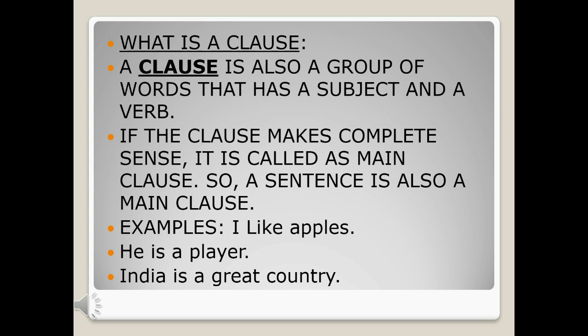In the second example, he is a player, he is the subject and is the verb. He is a player makes complete sense, so it is also a main clause. Similarly, in the sentence, India is a great country, the subject is India and the verb is is. India is a great country makes complete sense, so it is a main clause.